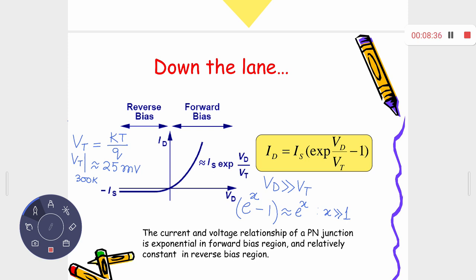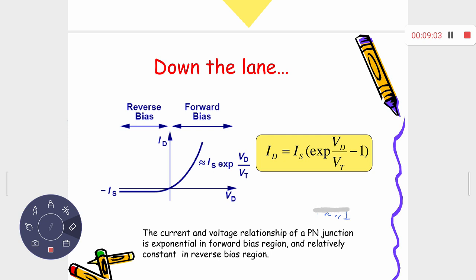Another scenario could have been when your applied voltage Vd is negative, slightly negative. You may consider, say, minus 1 volt or minus 2 volt or minus 3 volt, something like that. Now, in this case, the exponent is e to the power of minus x, with x much, much greater than 1. As an example, suppose your Vd is equal to minus 1 volt and Vt is equal to 25 millivolts. So 1 volt by 25 millivolts, 1000 millivolt by 25, it is 40. Right? e to the power minus 40 is almost equal to 0. So e to the power minus x is equal to 0 if x is much, much greater than 1.